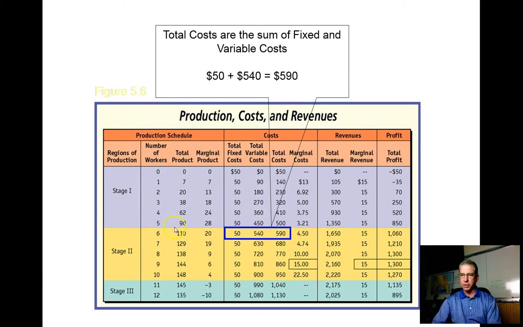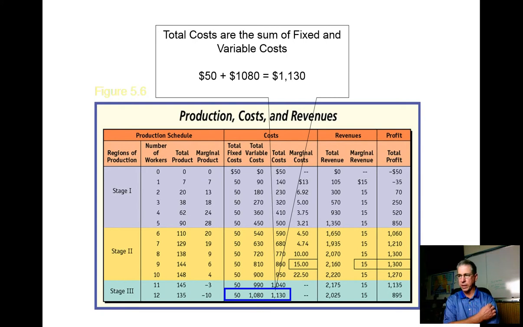And so here we are at 6 workers in stage 2, our $50 of fixed cost plus 6 workers at $90 per worker gives us a total variable cost of $540. 50 plus 540 equals our total cost of $590. There's a summary of it right up there. And another example down there in stage 3, just to make sure that our arithmetic is making sense. So make sure you look at those numbers, practice that.